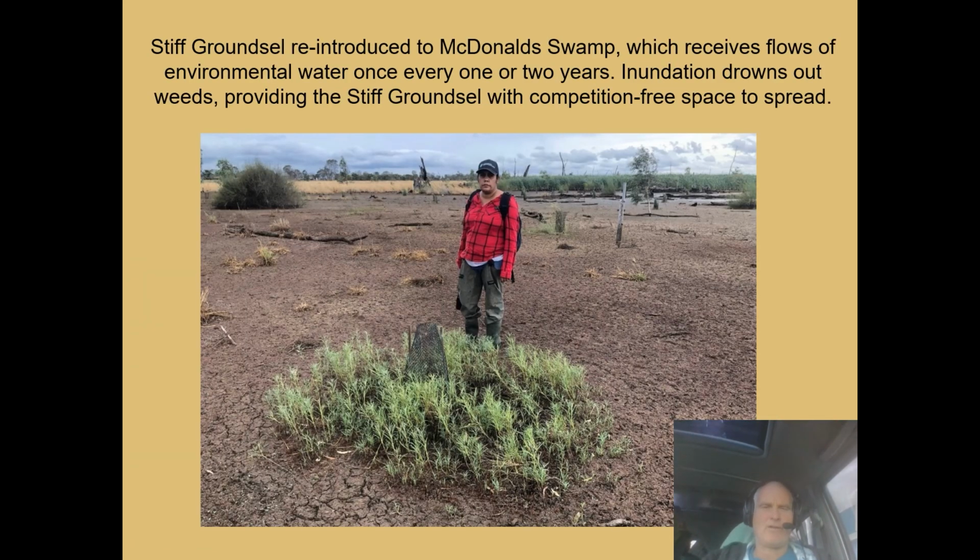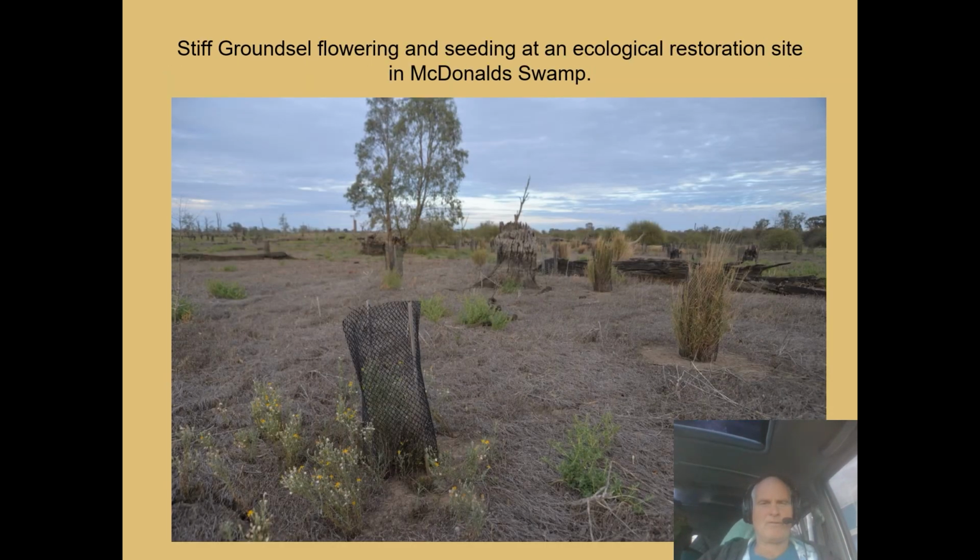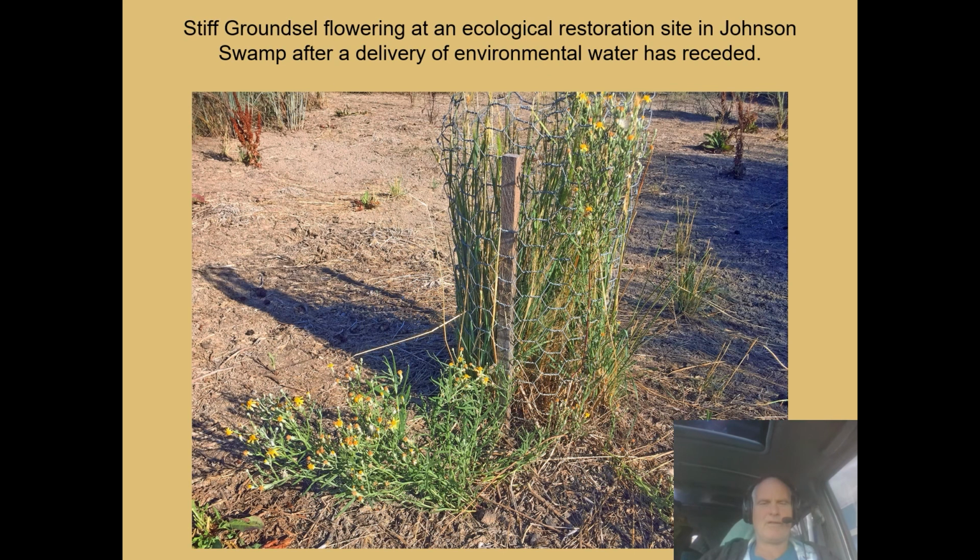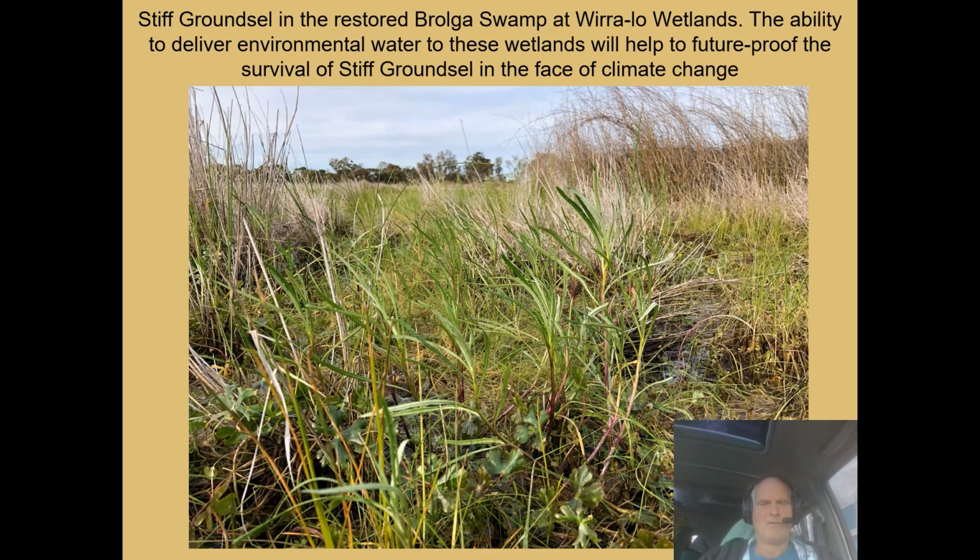There's another one at the McDonald Swamp. You can see there the inundation drowns out the weeds and leaves a nice clean area for the Senecio to spread into. That's Johnson Swamp, McDonald Swamp again, and Johnson Swamp. And the best site we've got is Wirrallo Wetlands. We actually deliver water to 11 wetlands at this site, and we've planted the Senecio borealis in a number of these, where we've got probably the biggest and most genetically diverse population, on private land at this restoration site.